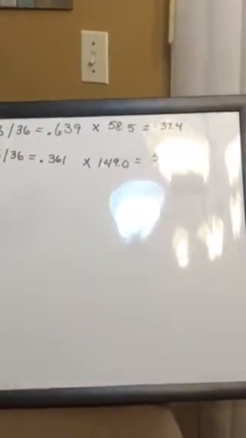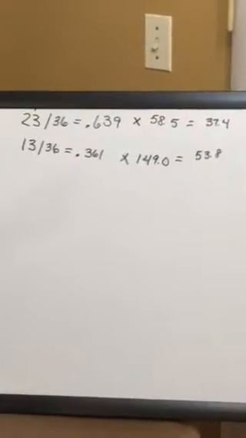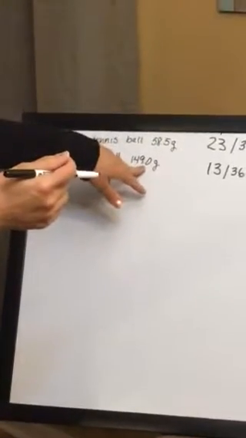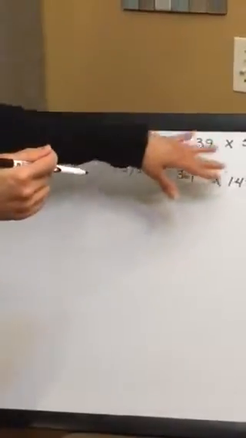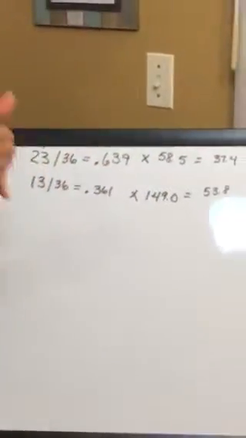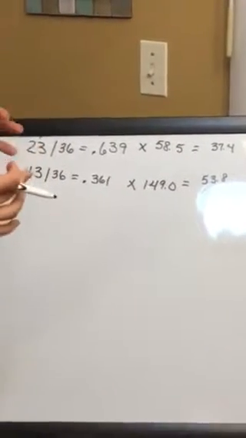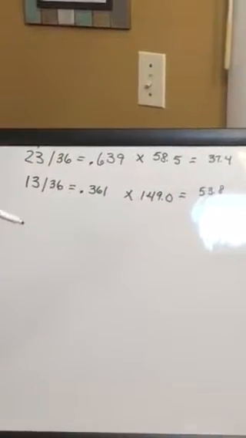And remember to pay attention to your significant figures. So I have 3 significant figures. This one I have 4 significant figures. So when I multiply these things out, I have to keep the 3 significant figures because we're using the one that has the least number of significant figures.